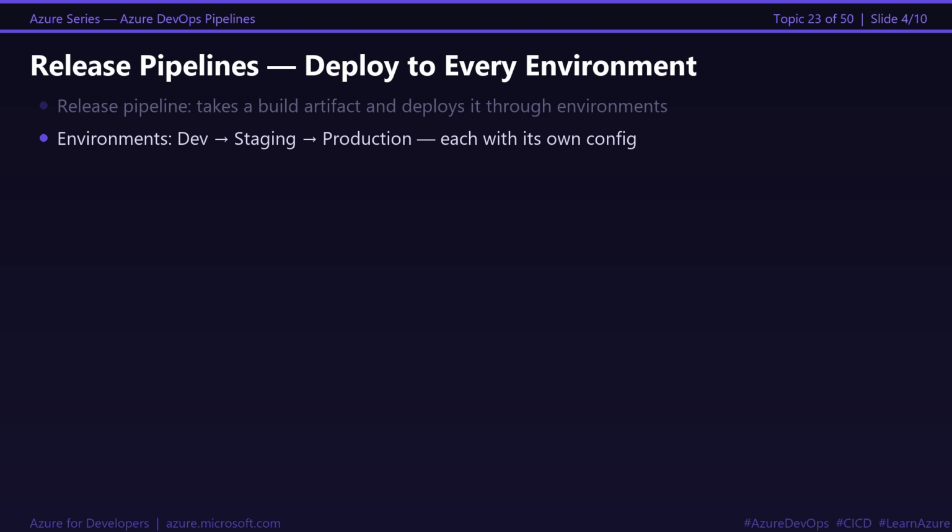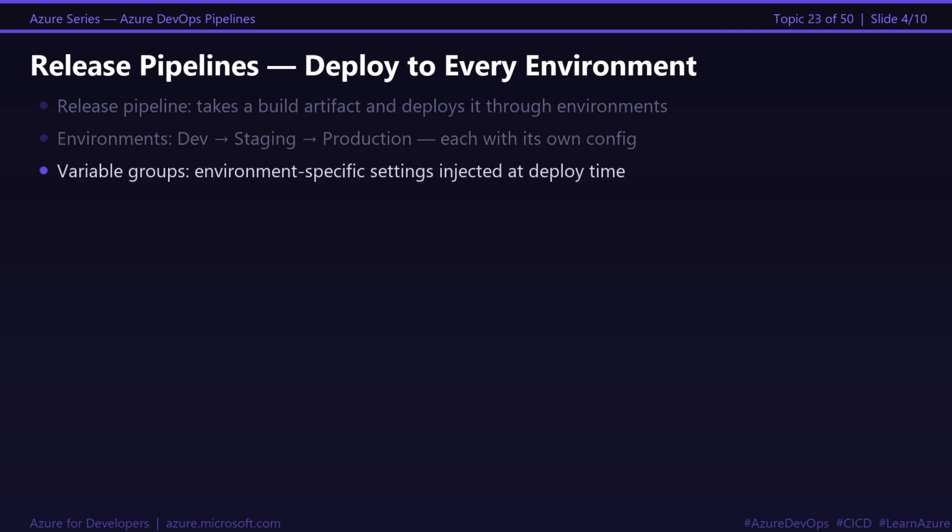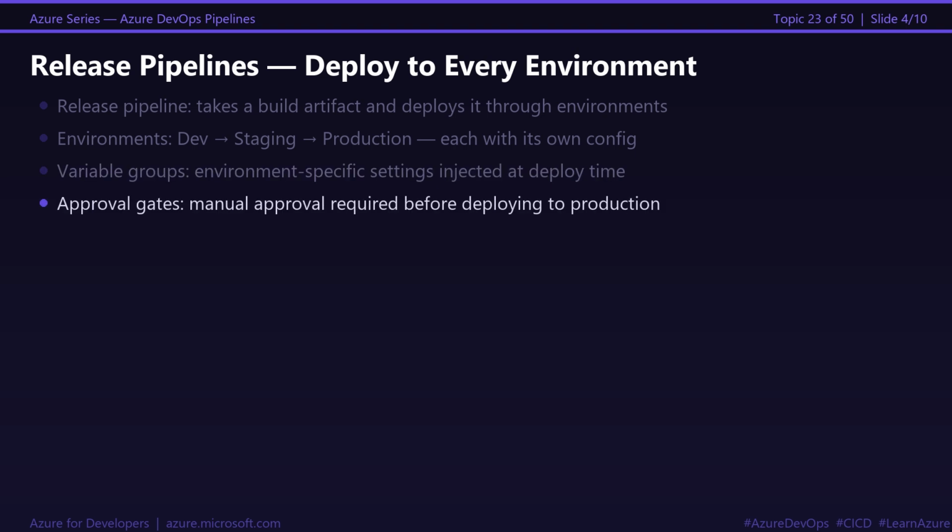And here is what makes approval gates essential. Before production, the pipeline pauses. It sends an email to the designated approver. They check staging, confirm everything looks correct, click approve. Only then does production deployment proceed. This is where most teams get it right. Automated speed where it is safe, human judgment where it matters.